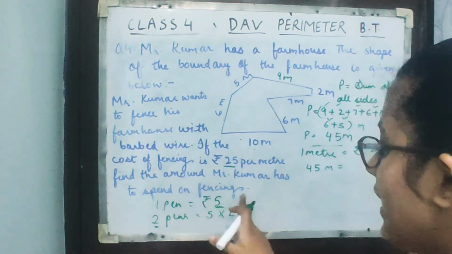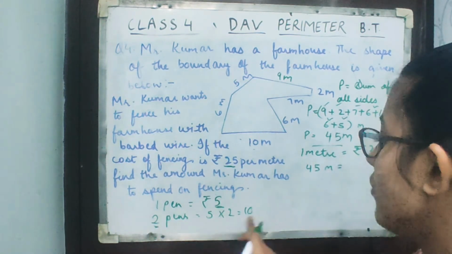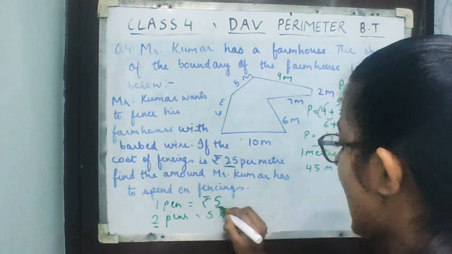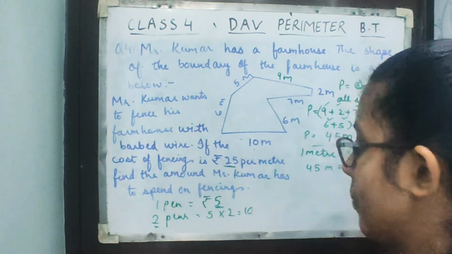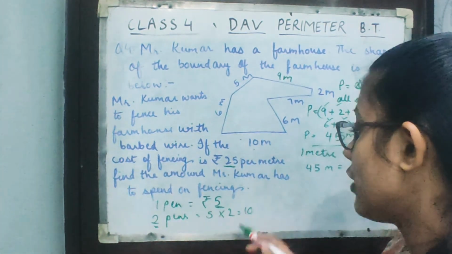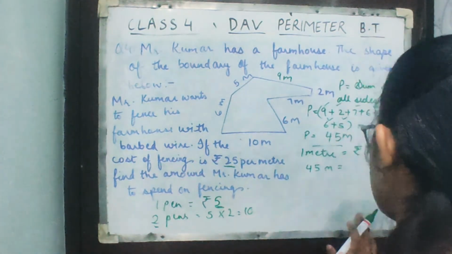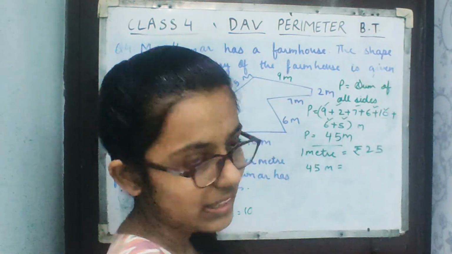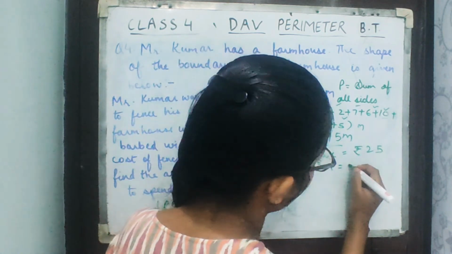Okay, so 1 pen is rupees 5. 2 pens will be what? 5 into 2, 10. The answer is the 1 pen multiplied with 2 pens. Similarly, 1 pen is rupees 5. 3 pens will be how much? 3 into 5, that is 15. Same way here. 1 meter is rupees 25. So 45 meter will be what?